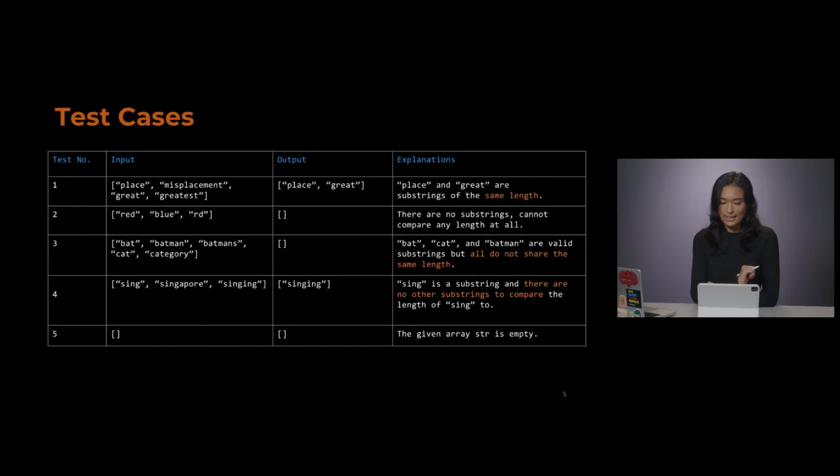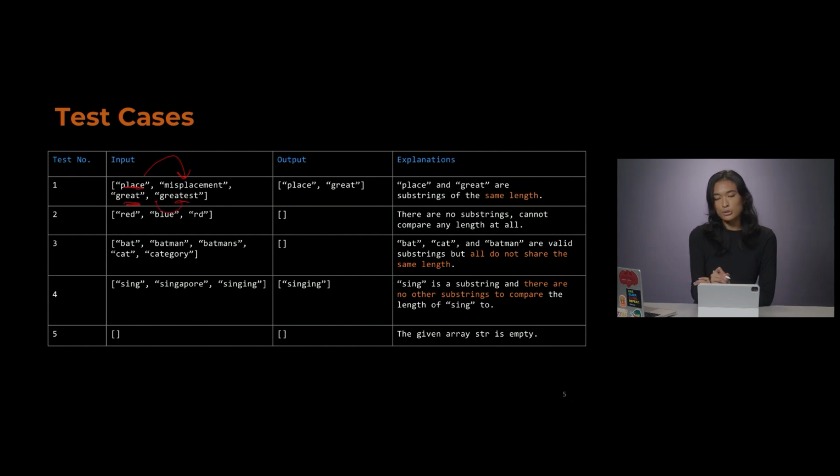Now let's move on to test cases. So we have 5 test cases for this problem, all of which will have a different amount of strings and all of which will deal with particularly strange edge cases. So the first one, test case number 1, will have 4 strings that'll be place, misplacement, great, and greatest. The output for this test case will be place and great. And that's because we have place over here, which is a substring of misplacement, and we have great down here, which is a substring of greatest.